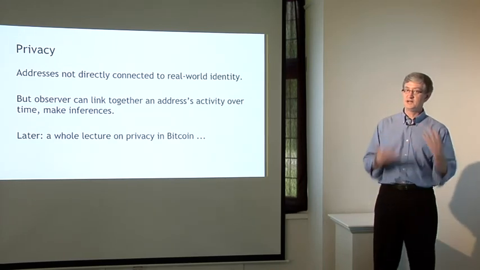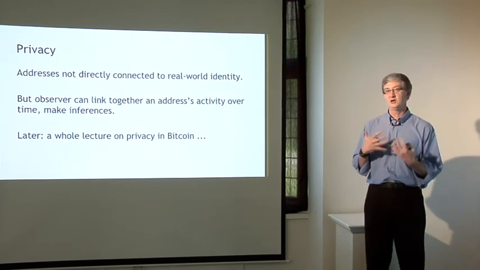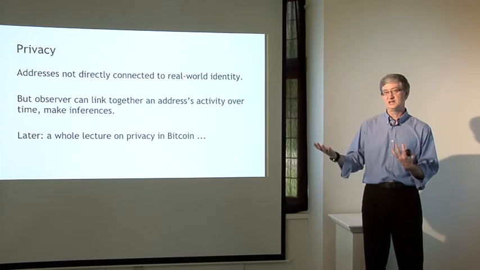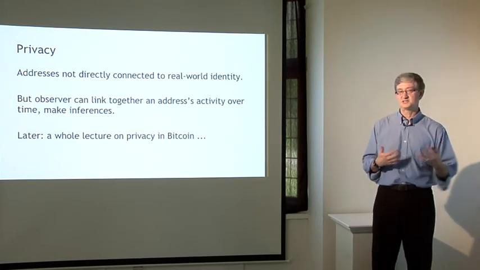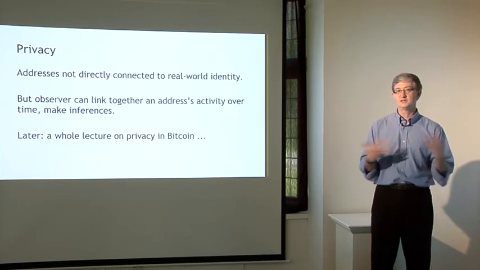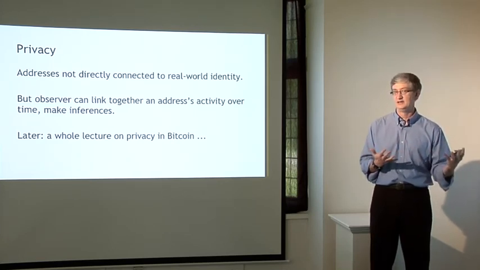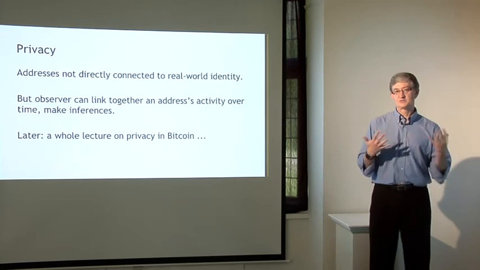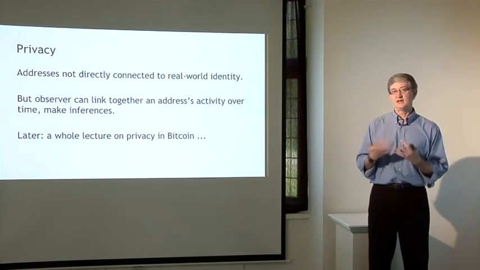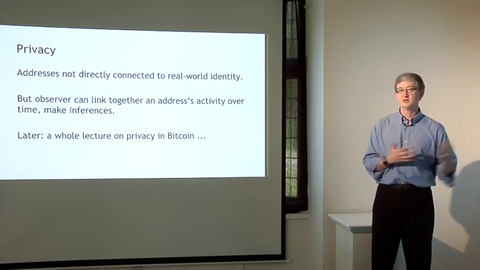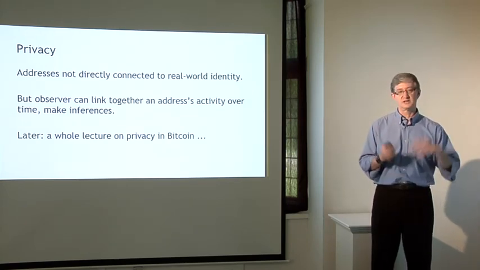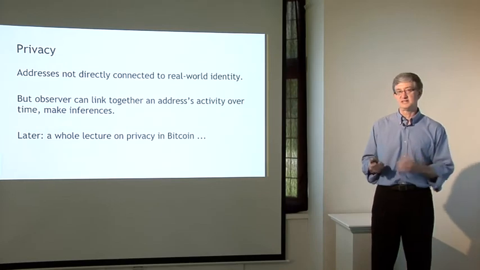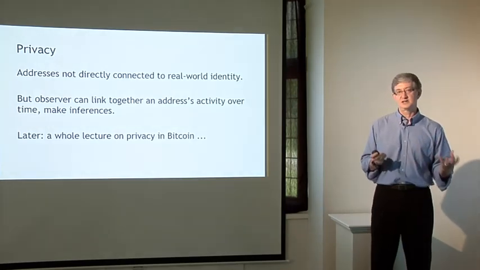And so this balance between, on the one hand, there being no initial tie to real-world identity, and on the other hand, a pattern of behavior of an address emerging over time, and the question of what can be inferred and which dots can be connected, that gets pretty complicated. And that's really the question of privacy in a cryptocurrency like Bitcoin. And there's a whole lecture about that later on. And so I'm not going to steal the thunder of that lecture. I just want to give you an idea of how decentralized identity makes privacy a complicated question.